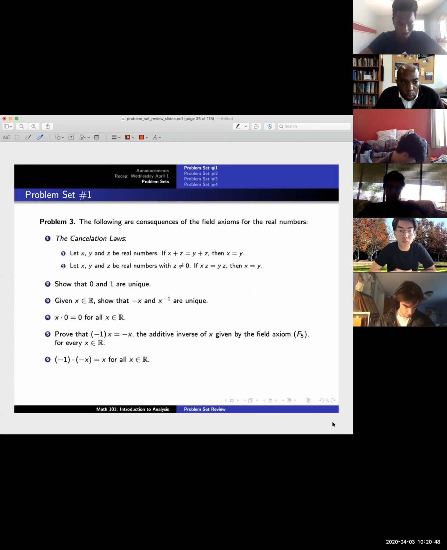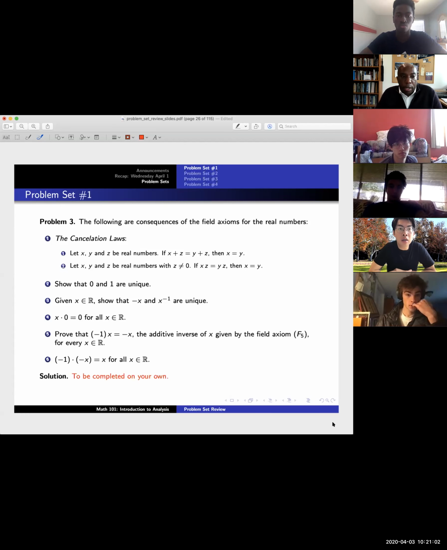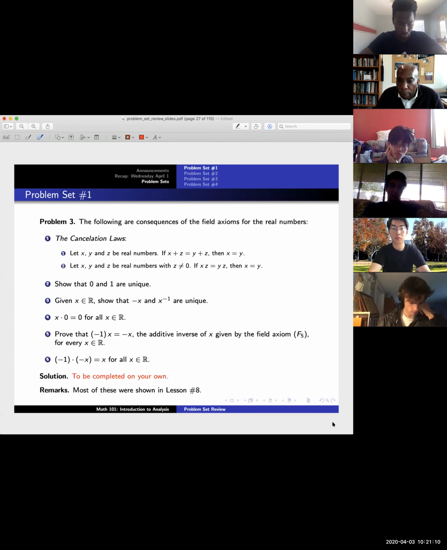Problem 3 was one of the long ones here that dealt with things like the cancellation laws, showing that the additive and multiplicative identities were unique, and the additive and multiplicative inverses, or at least the additive inverses, were unique. So this here, I do want you to complete on your own. We did not quite do this in class, but we did several of these in class.